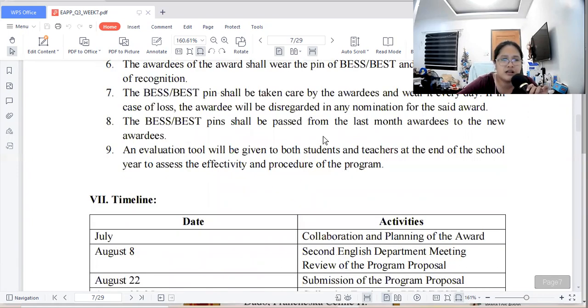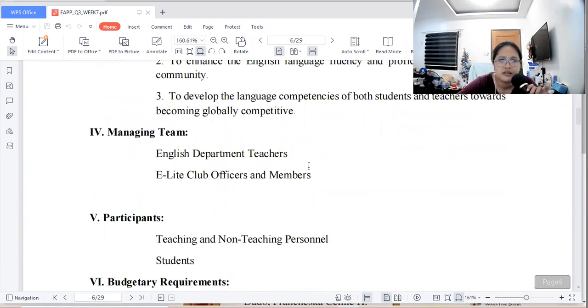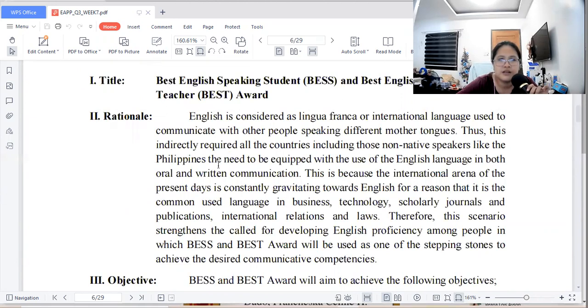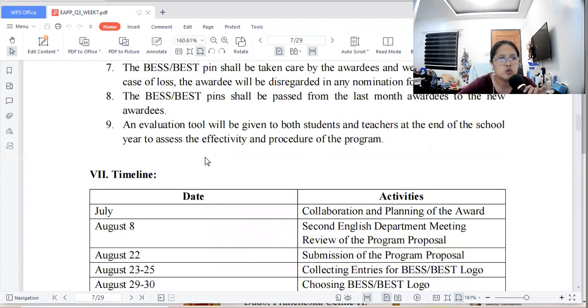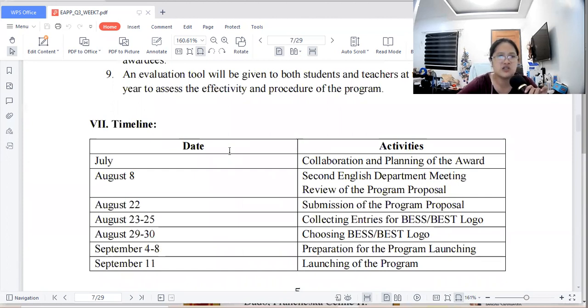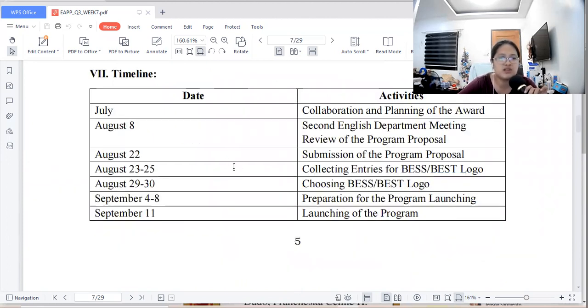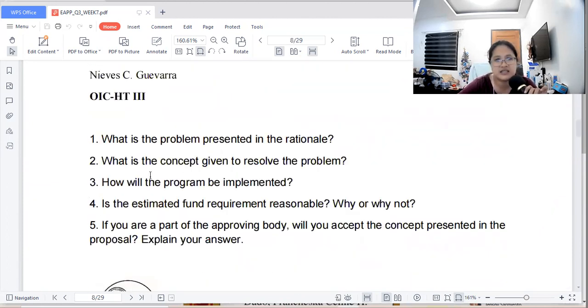So let's look into it. Sabi dito, does this indirectly require all countries to speak English? Okay. So therefore, this scenario, so it's not really a problem, but it's a challenge. The paper intends to challenge, to develop the English proficiency of the students and teachers. So the concept, what is the concept given to resolve the problem? The best and the best award.